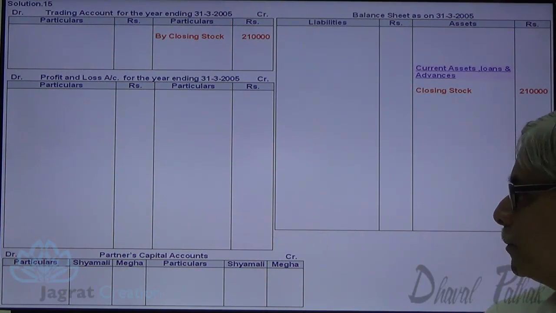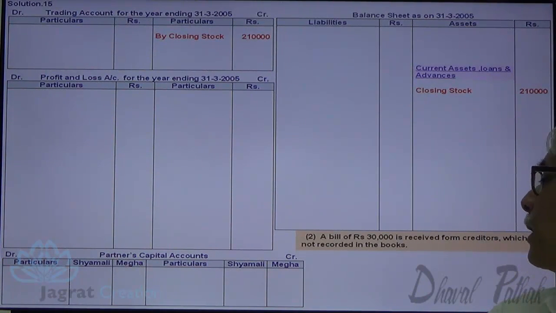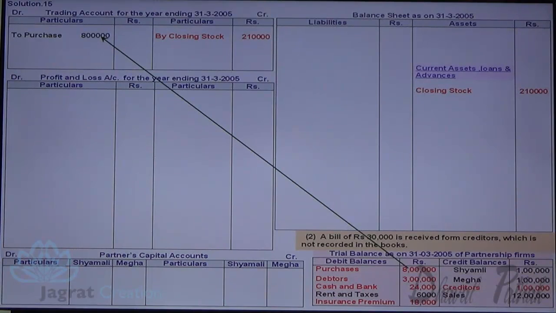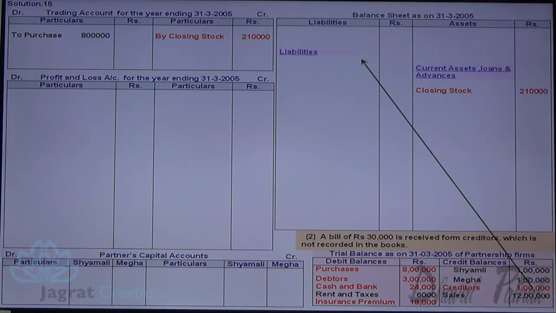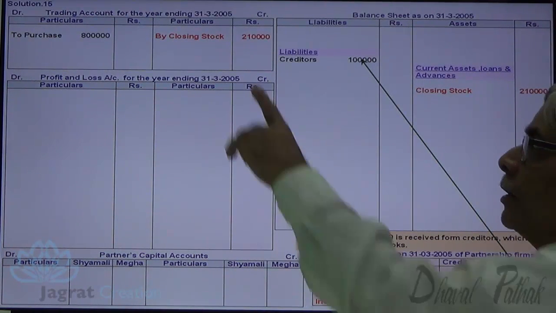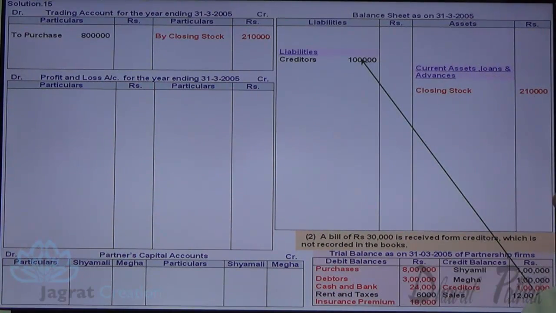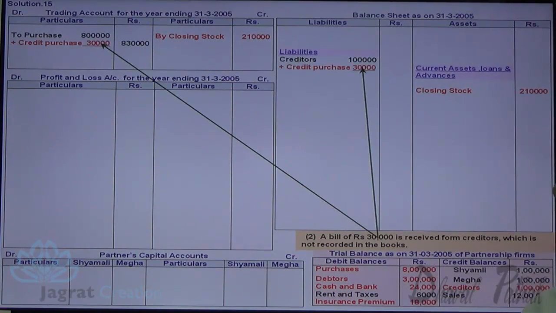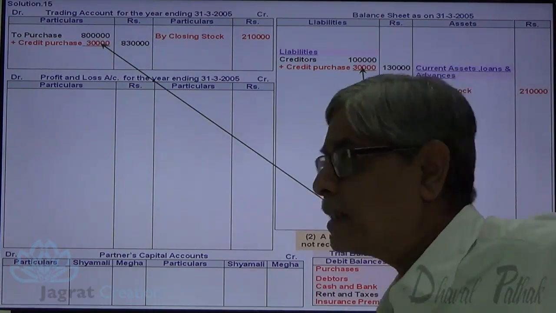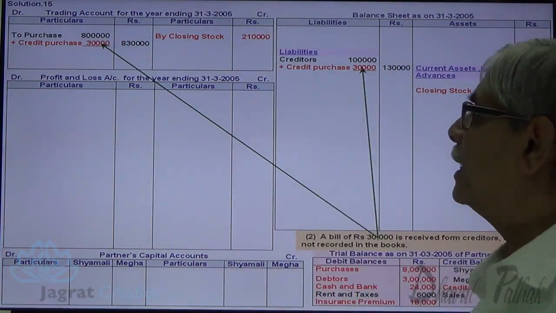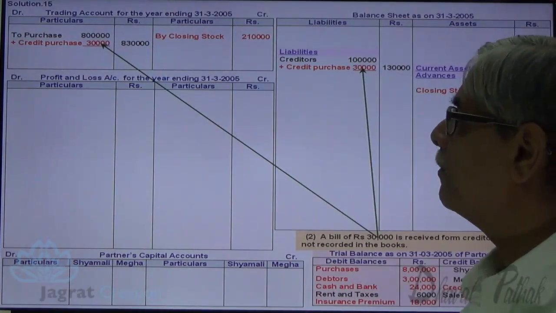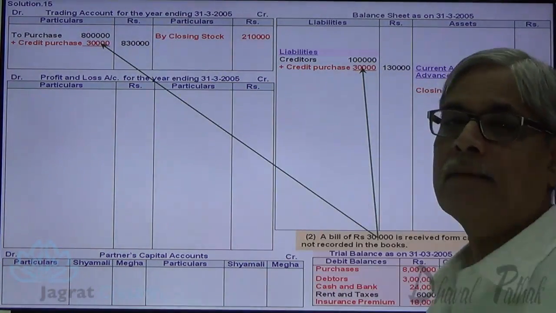Next adjustment. A bill of 30,000 received from creditors which is not recorded in the books. So credit purchases are not recorded, so you have to record it. How to record it? Write purchases on the debit side of trading account. Write creditors on the balance sheet liability side. These two things you are required to write from the trial balance. Unrecorded amount is added. So 30,000 is added to purchases and 30,000 is added to the creditors. So my creditors balance will be 1,30,000 and my net purchases will be 8,30,000.